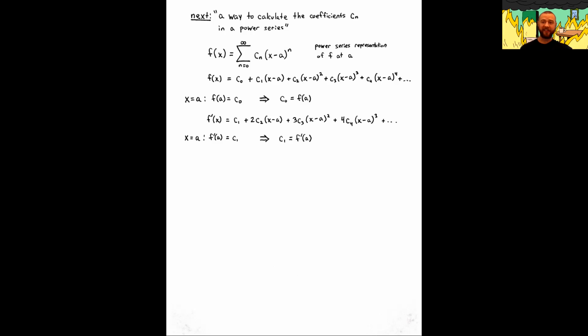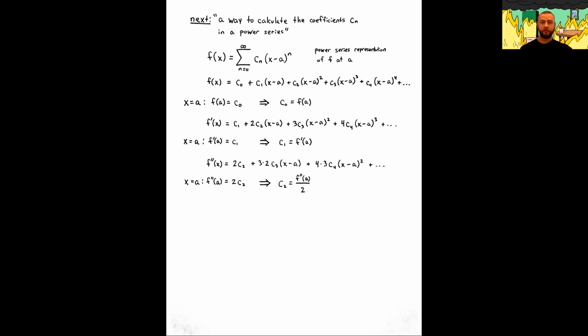Let's go ahead and take f prime and its power series representation and differentiate it again. So if you apply the chain rule and differentiate that term by term, again, we're going to save the issues of convergence and interval of convergence for later. We're just, again, seeing where this goes. We get this power series representation for the second derivative.